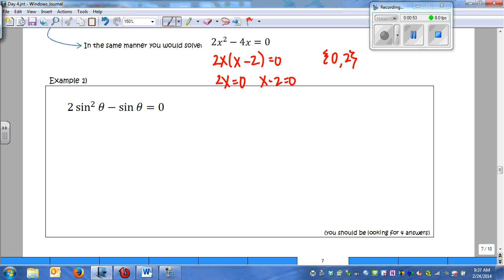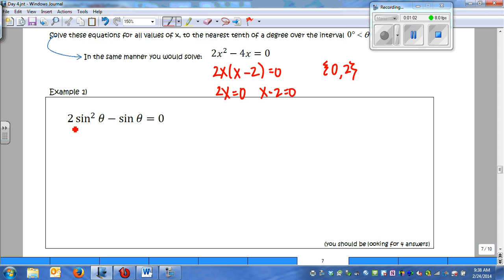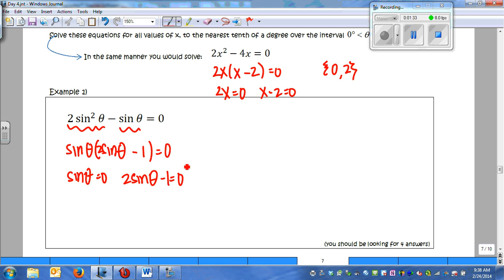It's the same thing in a trig equation like this one. The only thing we can do here is factor out a GCF. The greatest common factor between 2 sine squared theta and sine theta is just a sine theta. If we take a sine theta out of each one, we're left with 2 sine theta minus 1. At this point, we set both factors equal to 0. Sine theta equals 0 and 2 sine theta minus 1 equals 0. We can solve both of these.